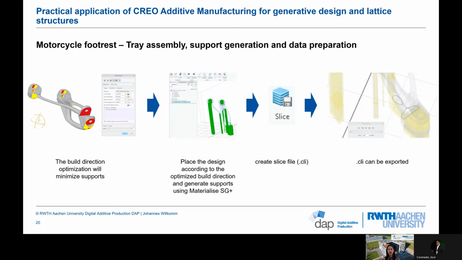When the design is ready, you can select which metal printer you are using for this build job, place the 3D model in the tray assembly, also use an optimization tool to optimize the build direction, and generate support structures, which are generated by Materialise support generator technology, which is fully integrated here inside Creo.